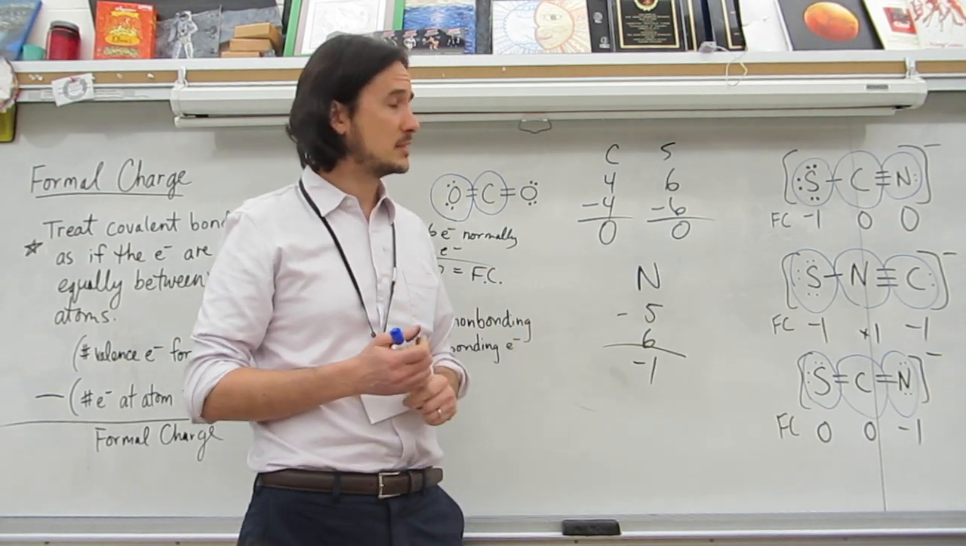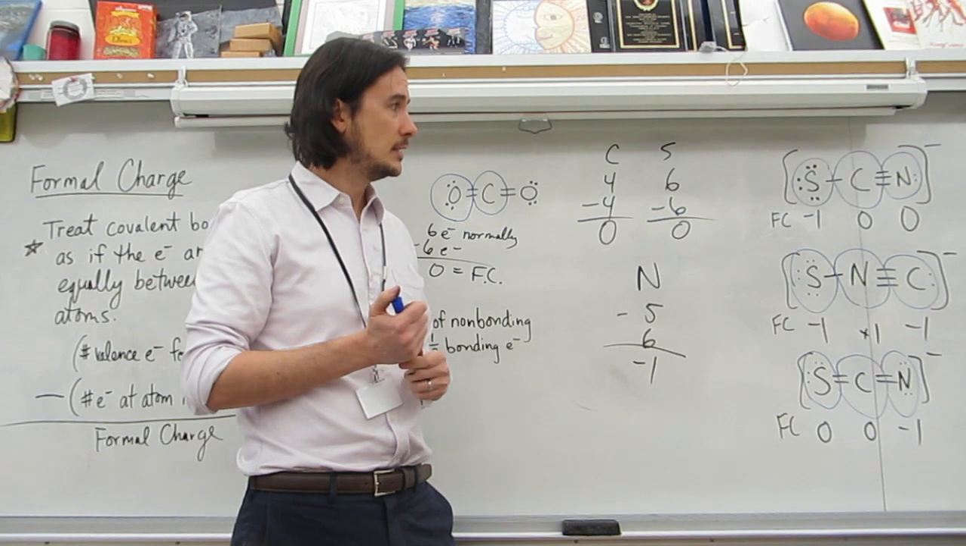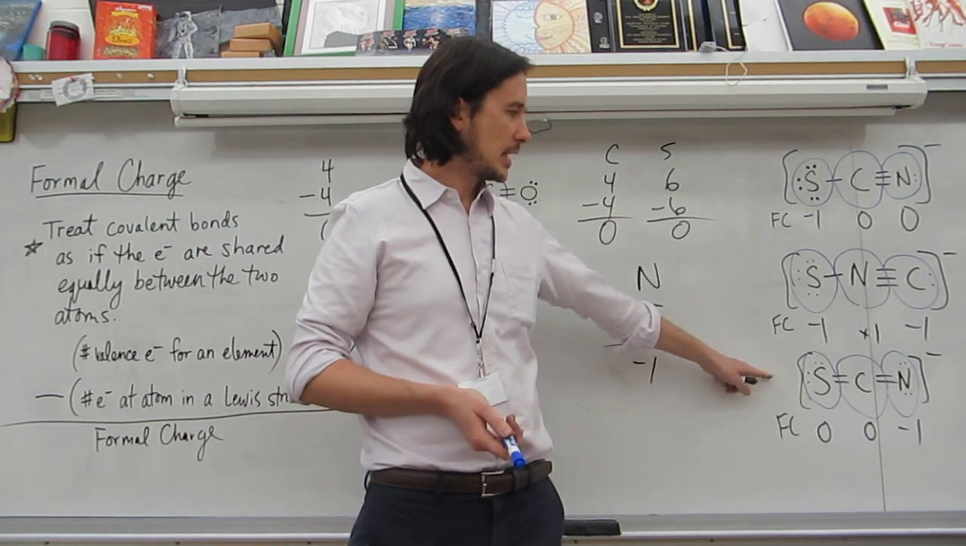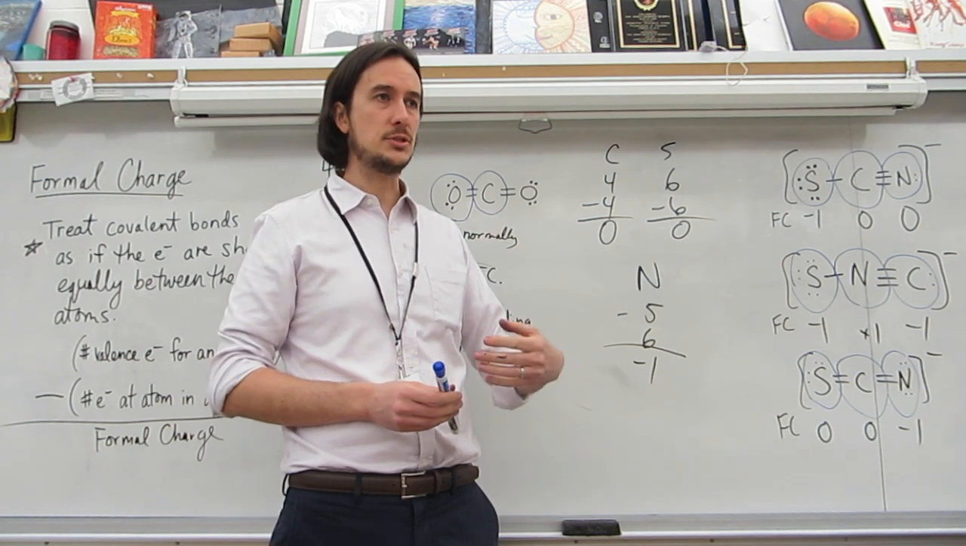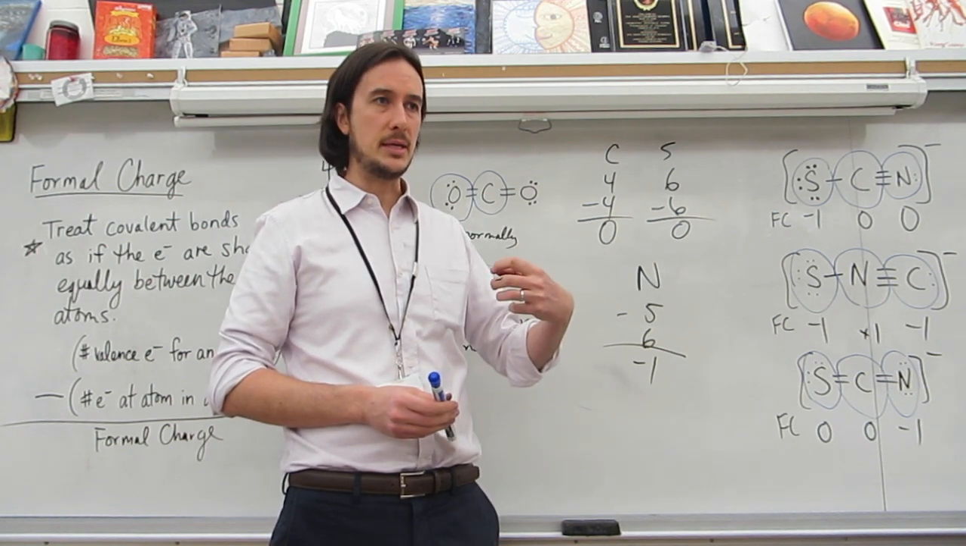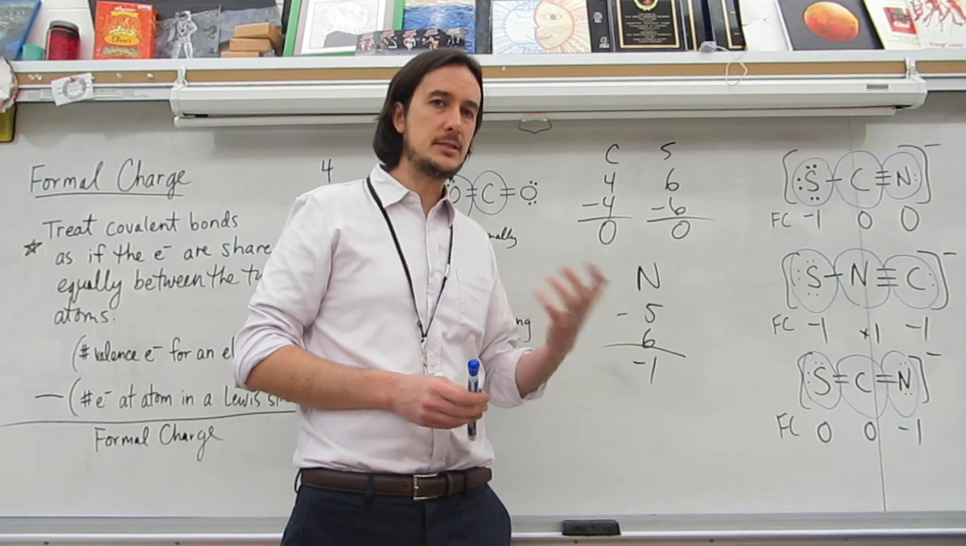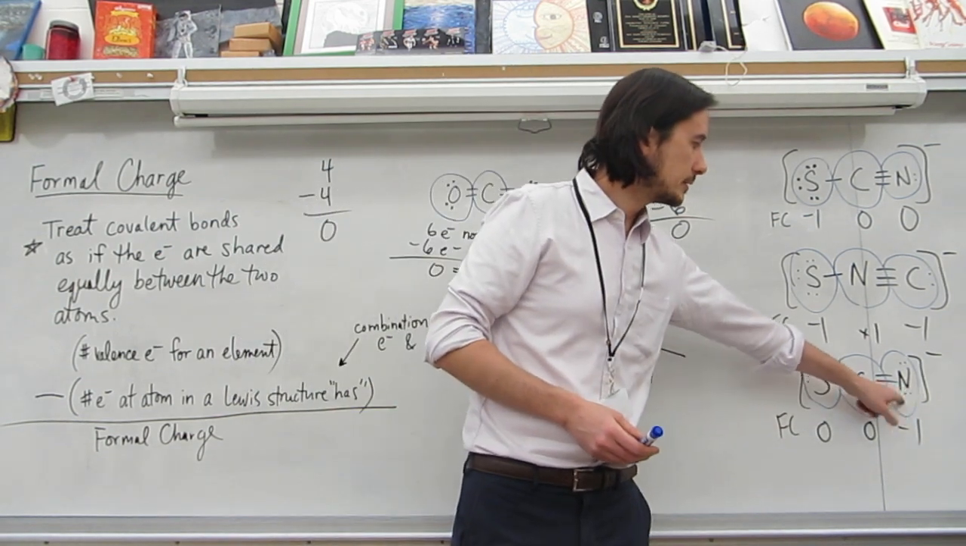Maybe some arguments could be made that sulfur is a little bigger; it allows it to spread out. So that might make some sense. But I like this Lewis structure the best because nitrogen's the most electronegative. That means extra electrons are going to feel its nucleus a little bit more, and they're going to go there.